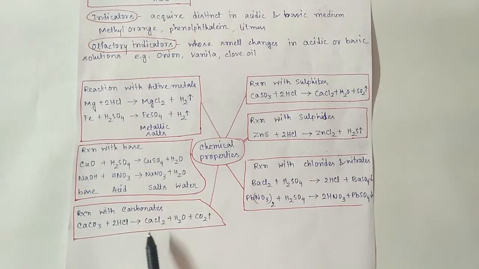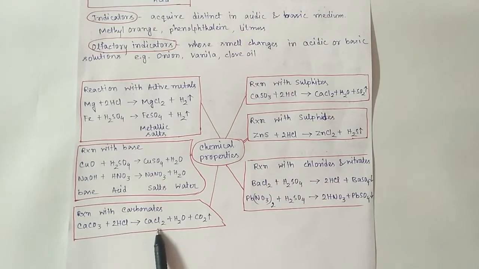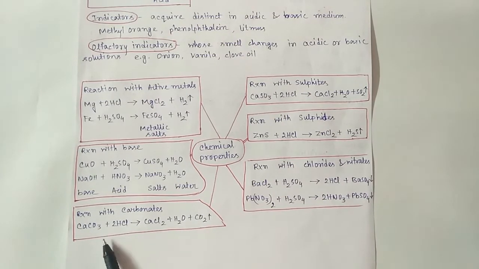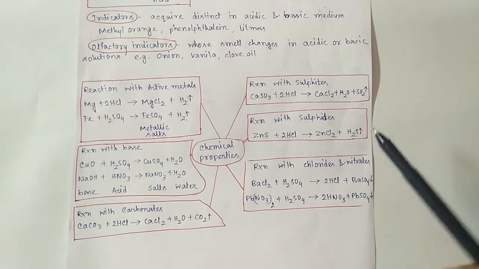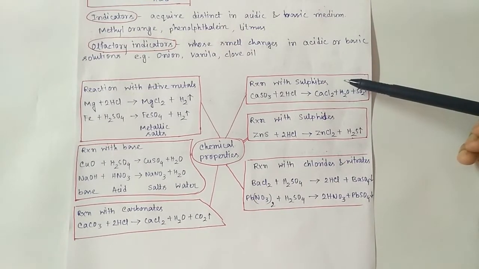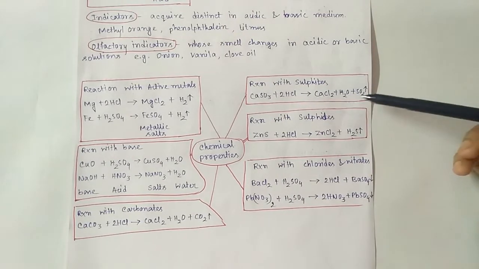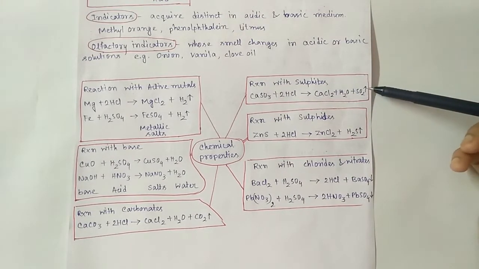Reaction with carbonates. It also reacts with carbonates. For example, your calcium carbonate, when it reacts with 2HCl, produces CaCl2 and H2O and CO2. It produces CO2 gas when acid reacts with carbonates. Now, move on to the reaction with sulfites. Actually, CaSO3, calcium sulfite, when it reacts with HCl, will produce a salt, and it will emit SO2 gas, sulfur dioxide gas.